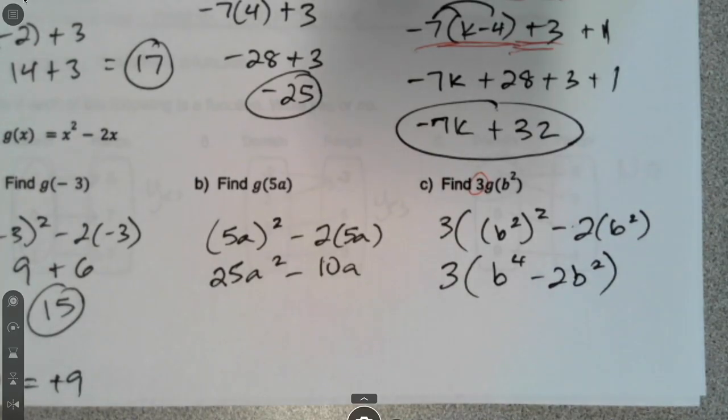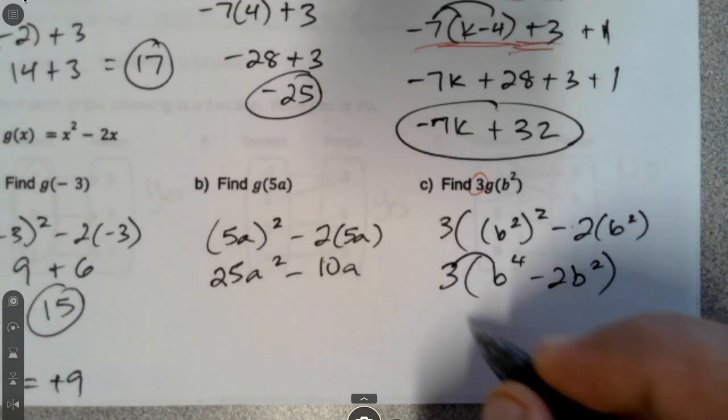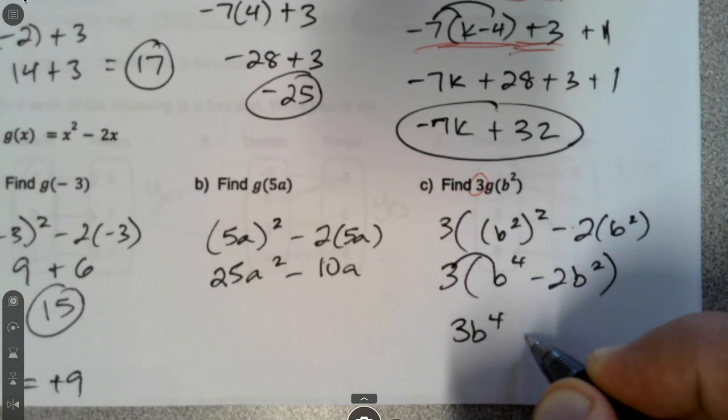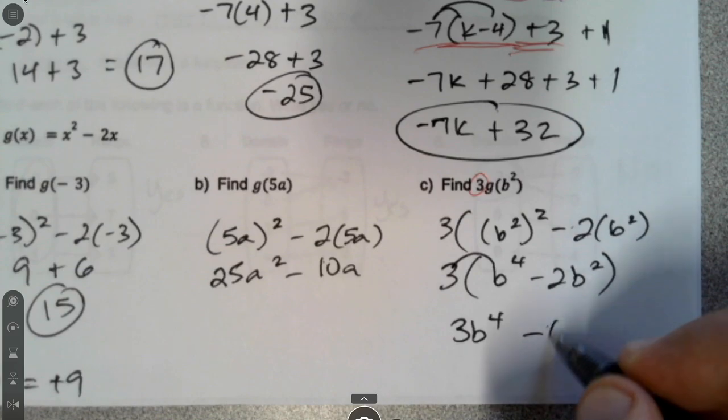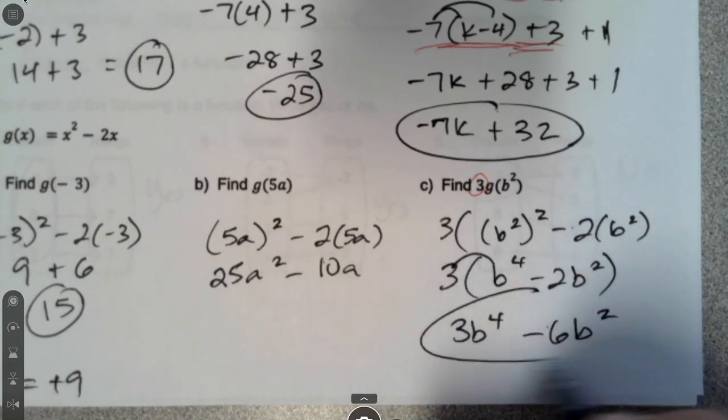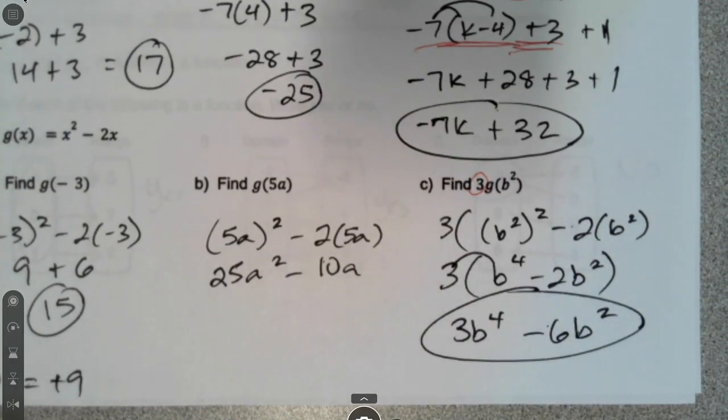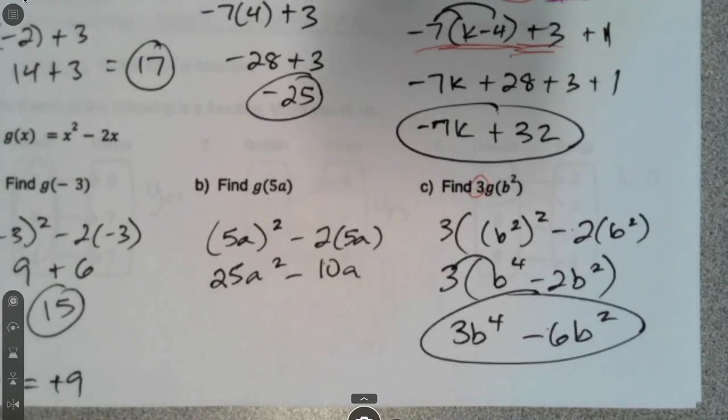So our final step is to distribute the 3. Do 3 times b to the fourth. 3 times 2 is 6. And we have our final answer. So that's called evaluating functions, or finding functions at a specific value.